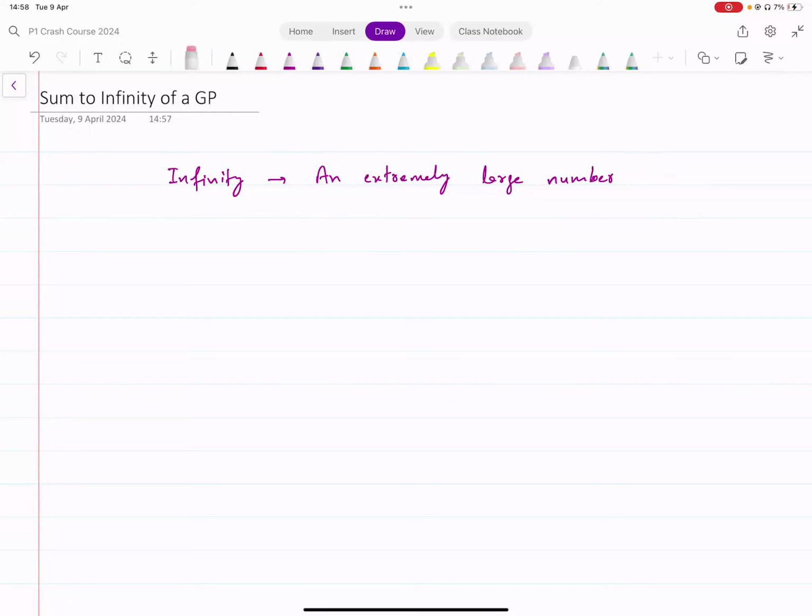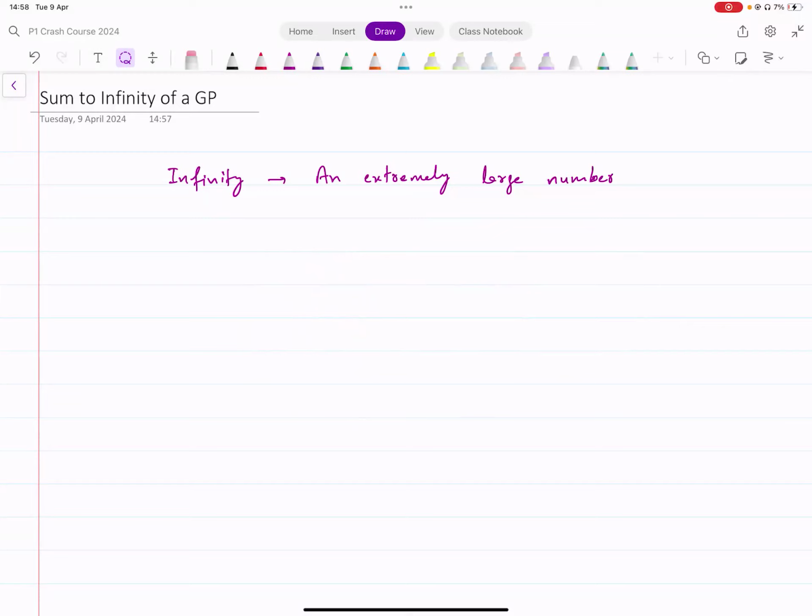For instance, we've talked about cases like this. When you have 1 over x, if x was to approach 0, if x was to go towards 0, this number would become extremely large. The smaller this number x becomes, the larger this whole fraction is going to be. It's going to go towards infinity. We talked about the concept of infinity in functions earlier as well. But for now, just understand that infinity means an extremely large number.